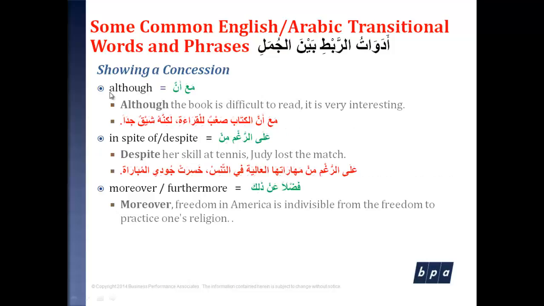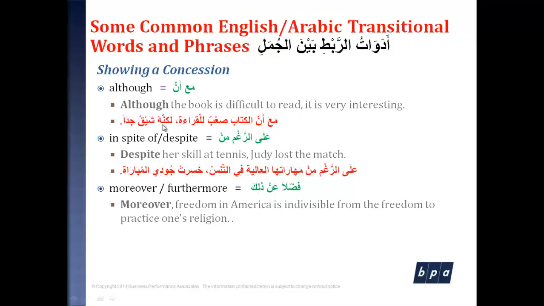Showing a concession, again, although, which is very common in English, مع أن. Here's a couple of sentences in English and Arabic. Although the book is difficult to read, it is very interesting. مع أن, although الكتاب صعب للقراءة. The book hard, صعب للقراءة for reading.